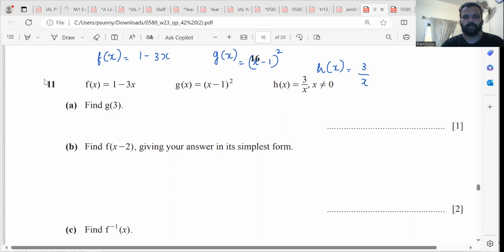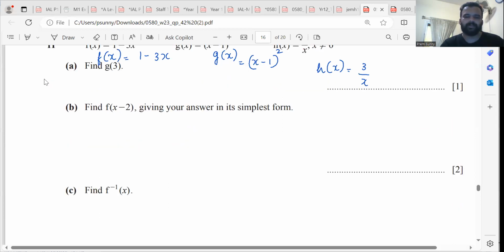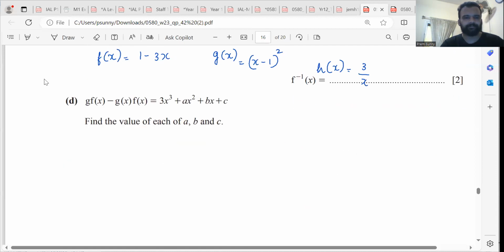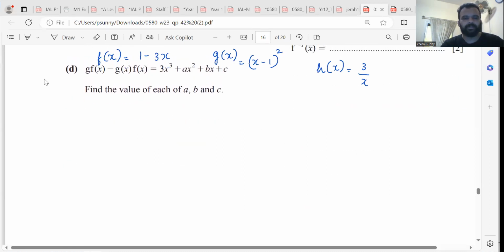Yeah, f of x is equal to 1 minus 3x, g of x is equal to x minus 1 the whole square, and h of x is equal to 3 by x. Now in this question, what we need to do is find g of f of x minus g of x into f of x, and then we compare and find the values of a, b, c.